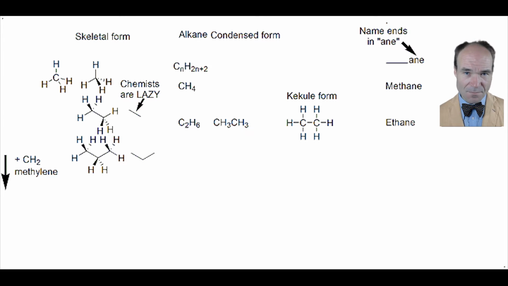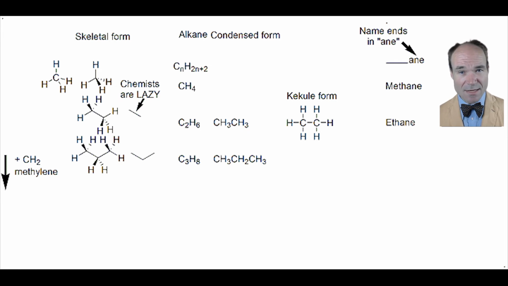That's the skeletal form. Let's move on to the molecular formula. Now we're seeing that we have 3 carbons, and if we use the 2n plus 2 and n equals 3, then the number of hydrogens is 8. What about the condensed form, where we draw each individual carbon and show what atoms are associated with it? Thus, we have CH3, CH2, CH3.